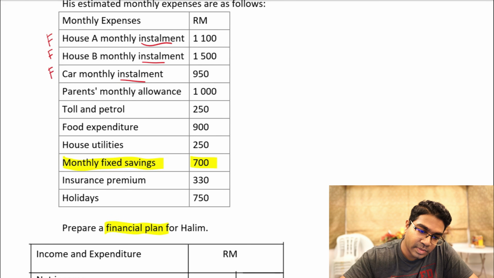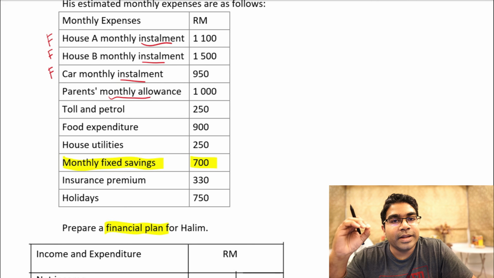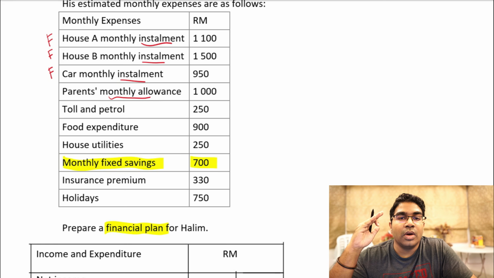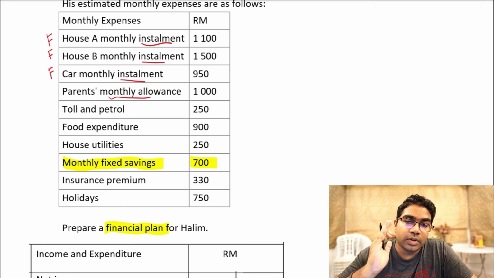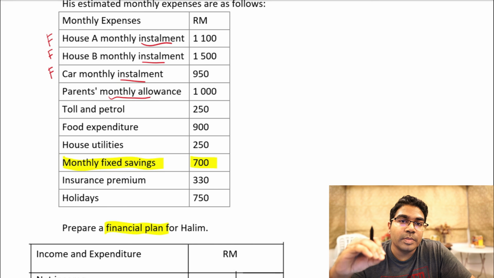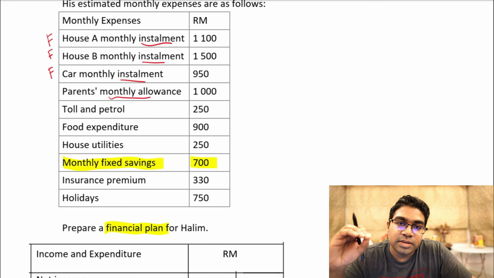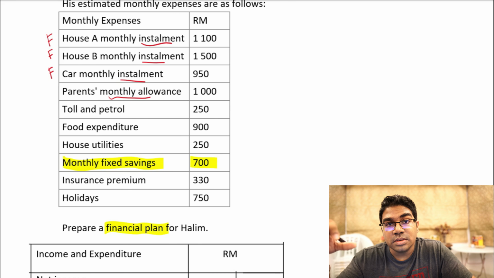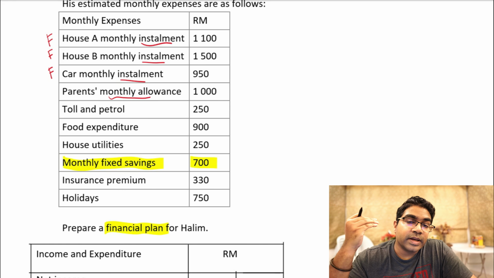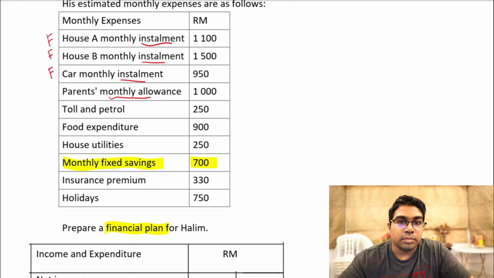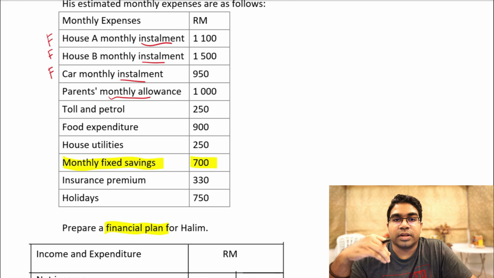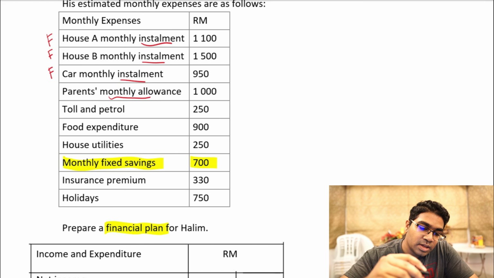is fixed as well. Now, what about parents' monthly allowance? If you're having difficulty deciding whether an expense is fixed or variable, you can try this method. If Halim loses his job, will he still need to pay this expense that month? In the case of parents' monthly allowance, no. Whereas when it comes to car installment or house installment, Halim cannot tell the bank, I've lost my job and I don't want to pay this month. That's not possible. So that's a fixed expense. So parents' monthly allowance is actually variable expense.